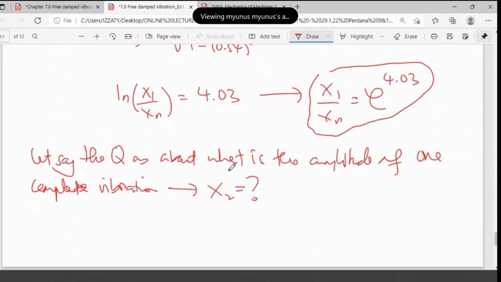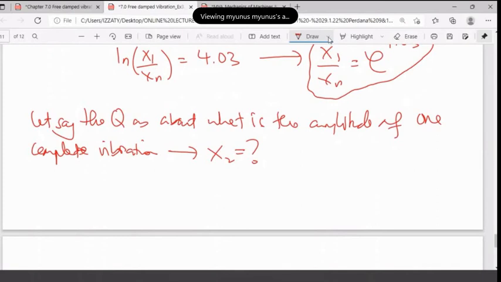So from what you have here, put it there in another color. So you have ln(x1/x2) equal to 4.03.